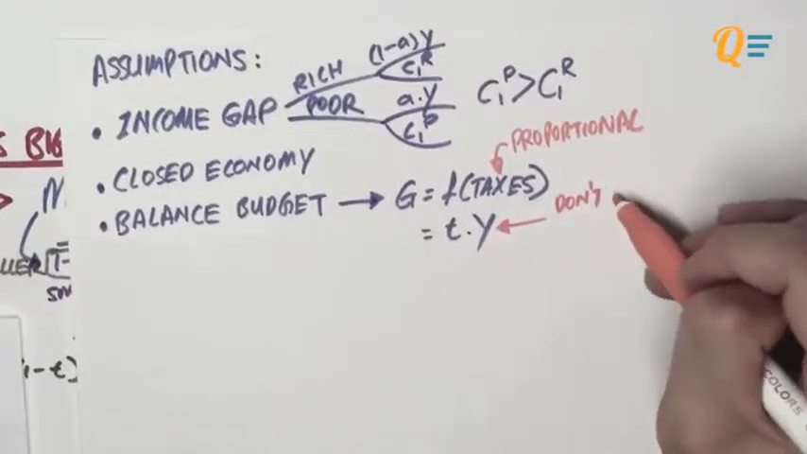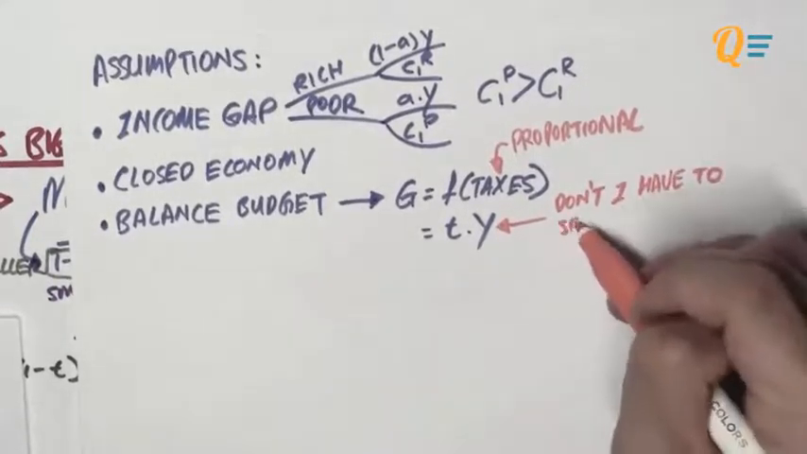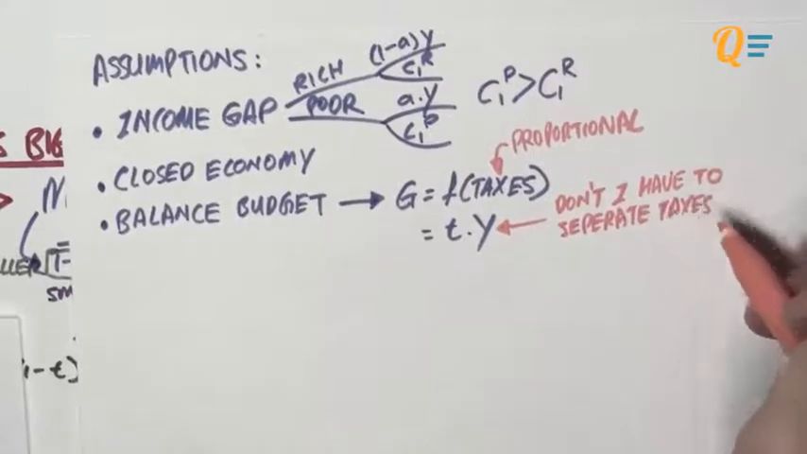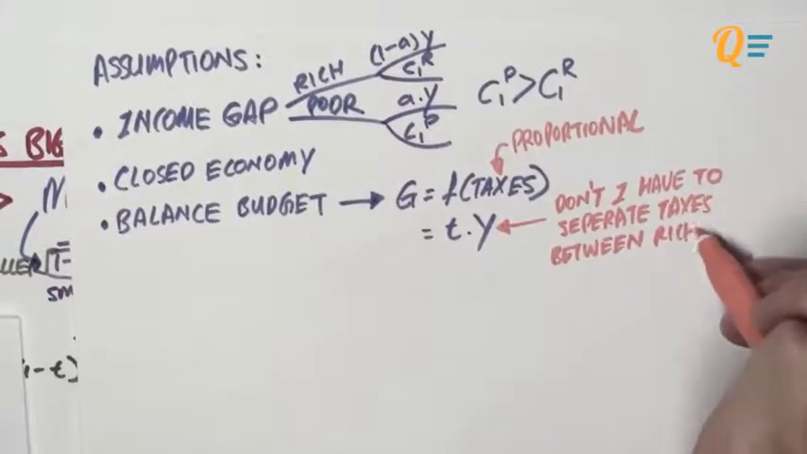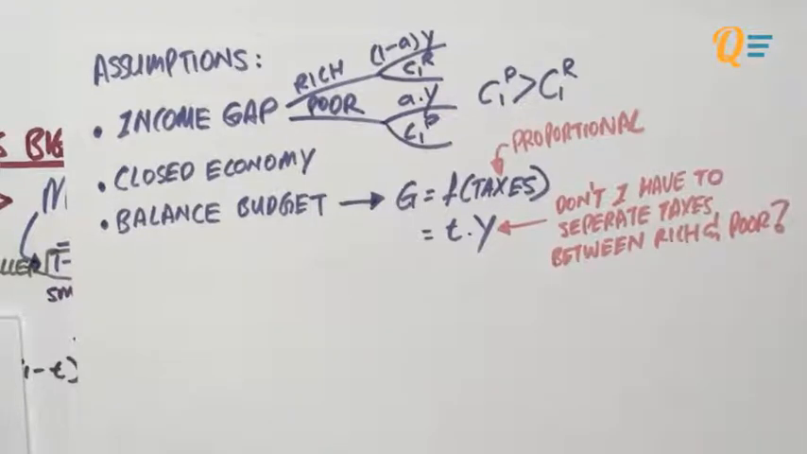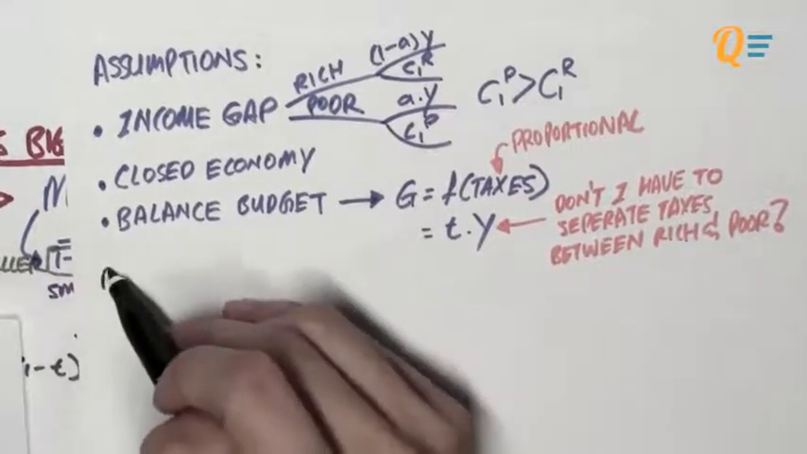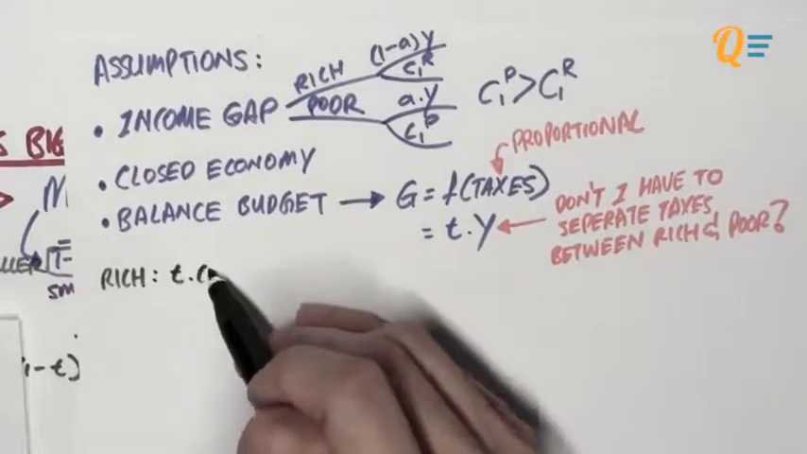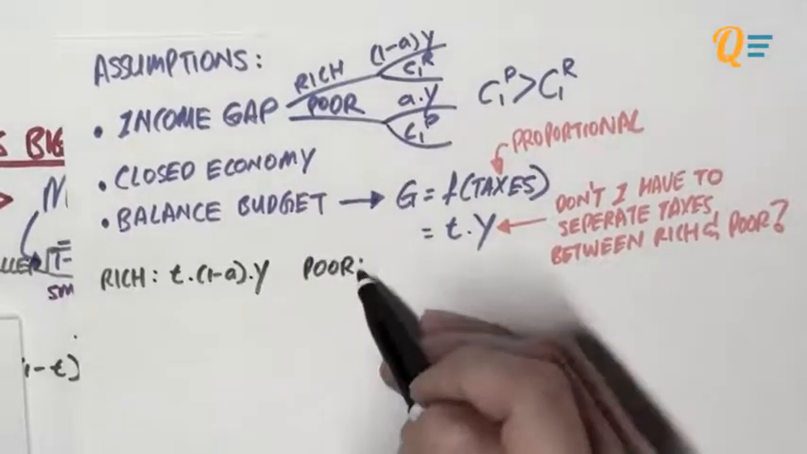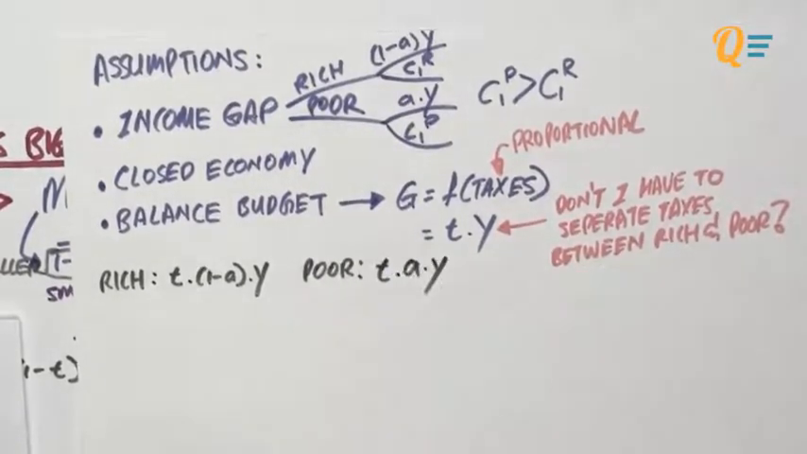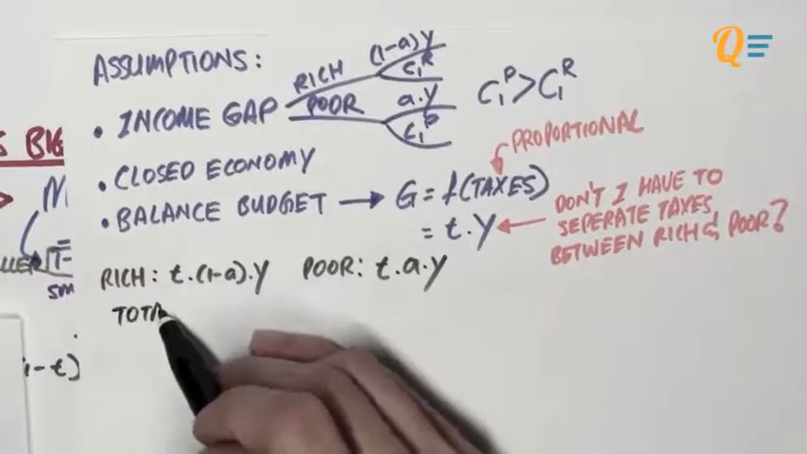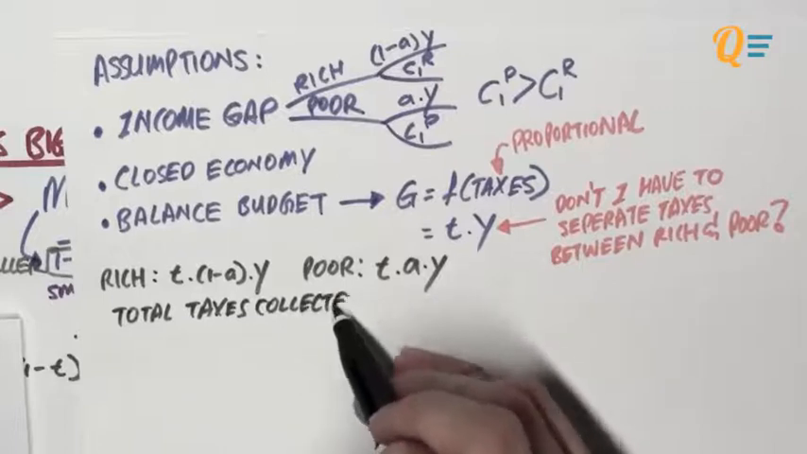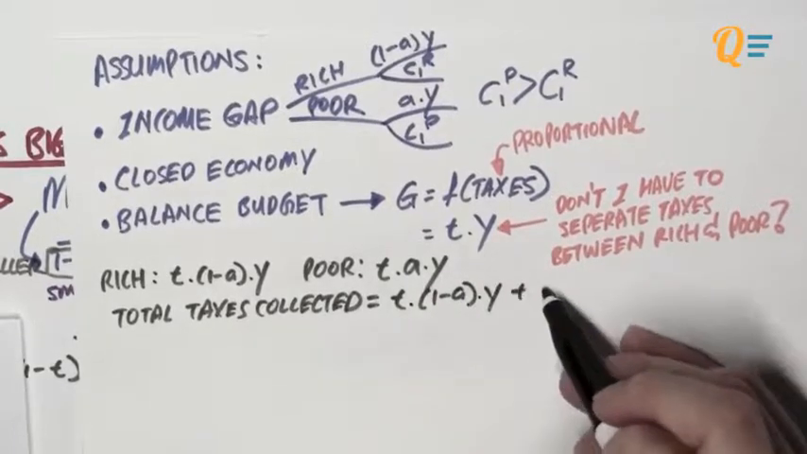So T times Y is the total amount of tax that I calculated. But I think you might be asking, don't I have to separate the amount of taxes collected from the rich and the poor? Well, the answer is no. Well, let me show you mathematically why this is the case. So the amount of taxes that the rich pay is T times 1 minus alpha percent times Y, right? And the poor people are paying T multiplied by alpha percent of the income. So to calculate how much taxes the government collects, you just simply add up the total taxes taken from the rich and the poor.